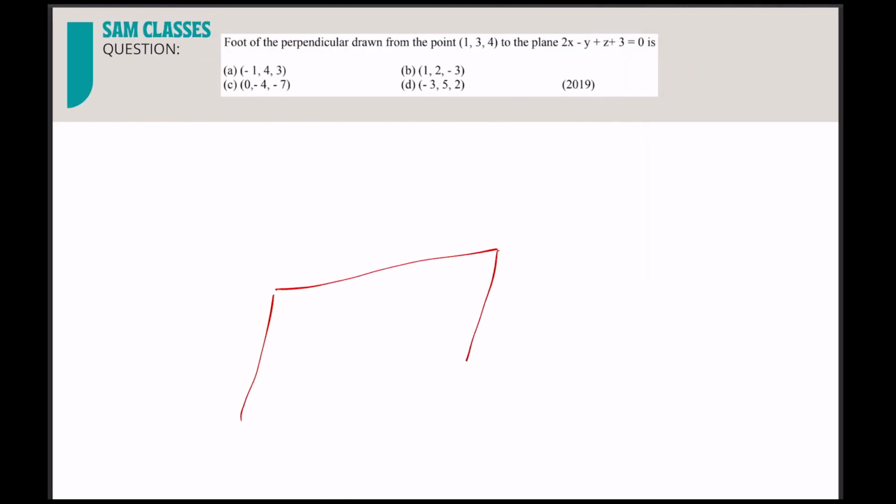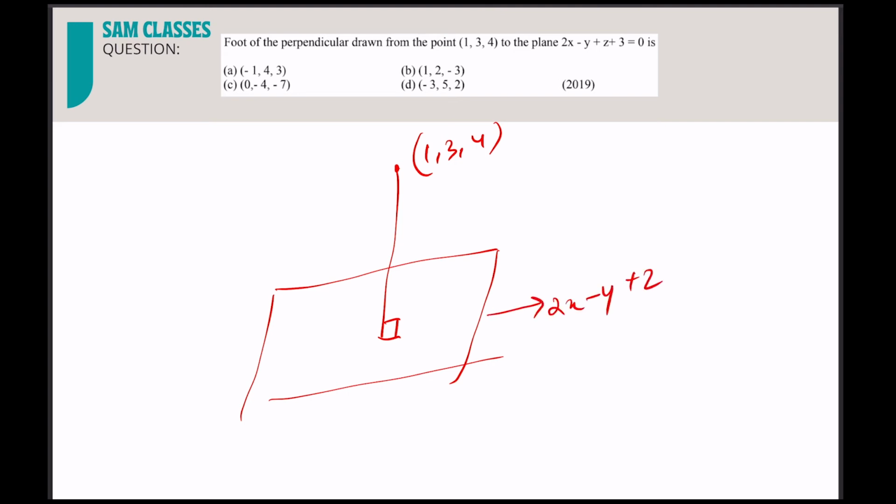Let's see. One point is here, (1, 3, 4). We're dropping the foot of perpendicular, same method. This is the foot of perpendicular. This is the plane equation. What is the plane equation? 2x minus y plus z plus 3 equal to 0. So what are the direction ratios? 2, minus 1 and 1. We already have this, so we'll find out this direction ratio.